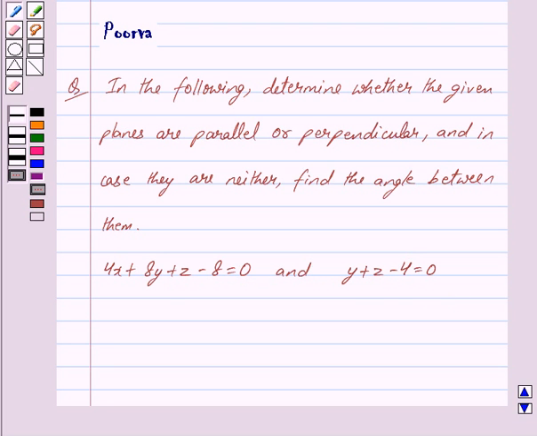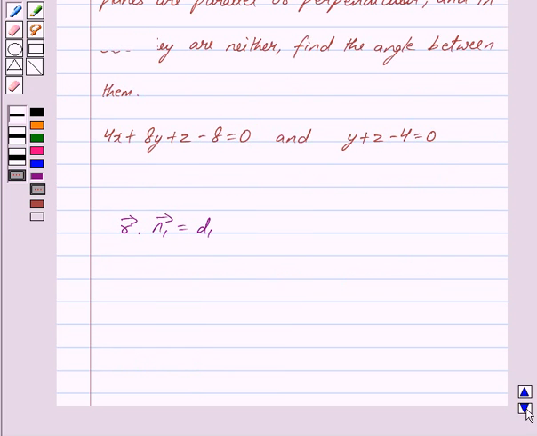Suppose there are two planes whose equations are vector r dot vector n1 = d1 and vector r dot vector n2 = d2, where vector n1 and vector n2 are normals to the planes. Then the angle theta between the planes is the angle between the normals of the planes and is given as cos theta = mod of vector n1 dot vector n2 upon mod of vector n1 into mod of vector n2.